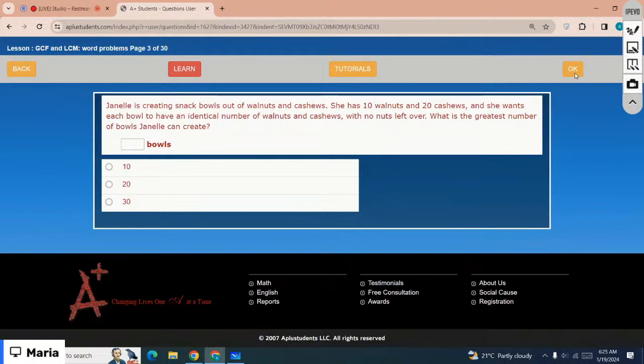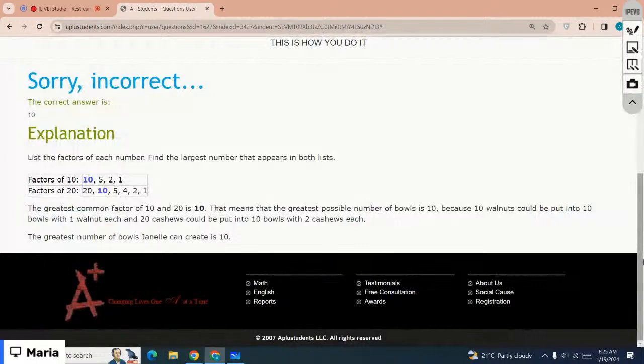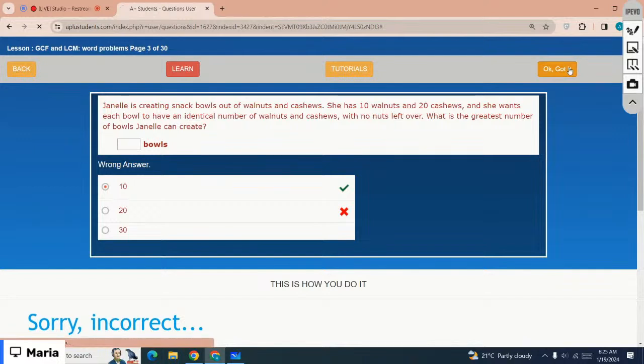Okay, we have to find the greatest common factor, right? That means you need to find the GCF of 10 and 20. So which is the GCF of 10 and 20? The correct option is 10. You have to find the greatest common factor. Oh yes, that is 10. Yes, that is 10.